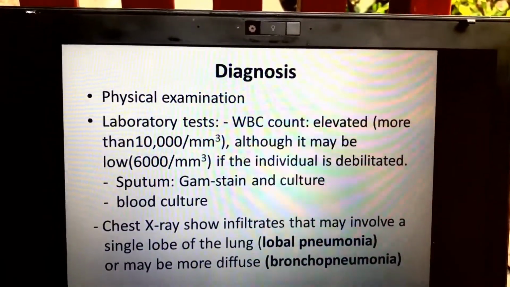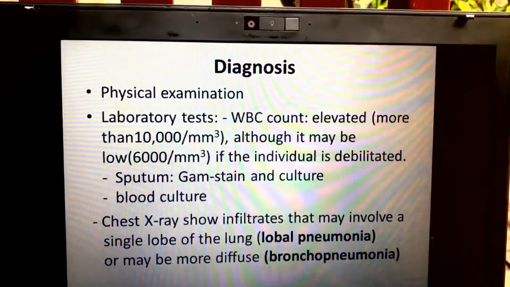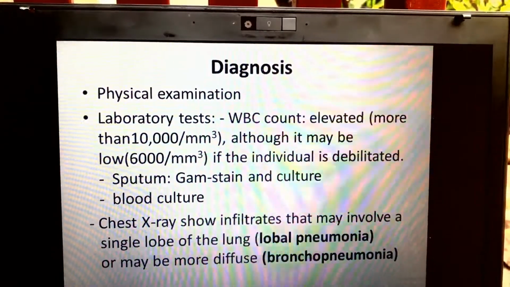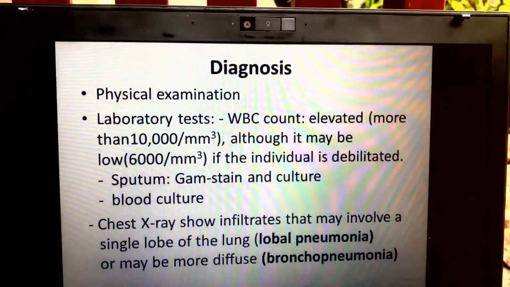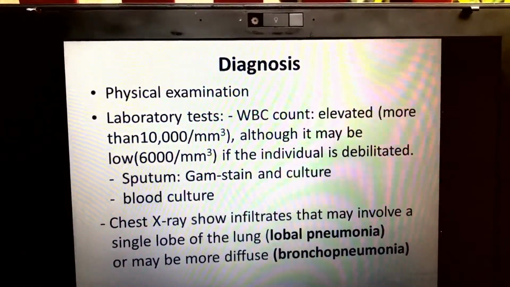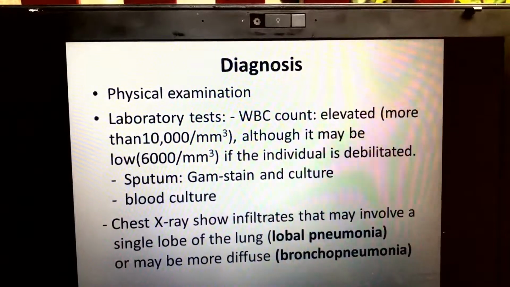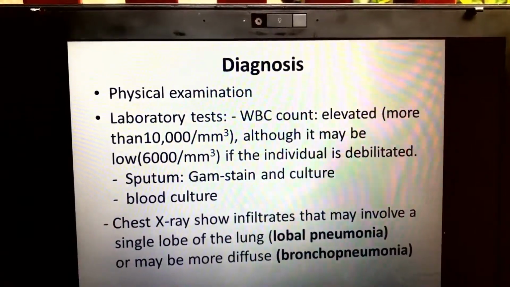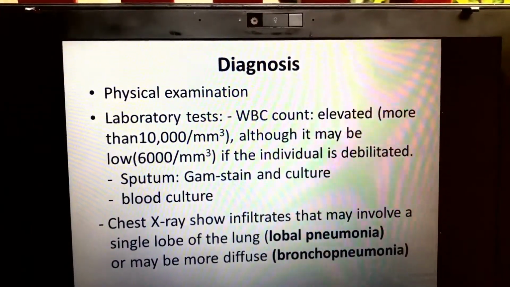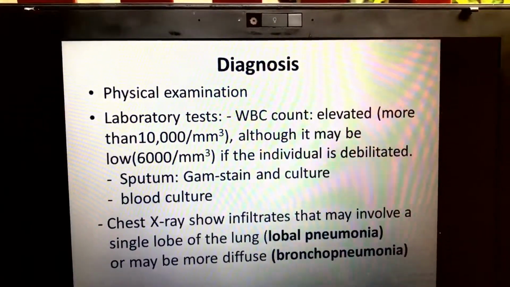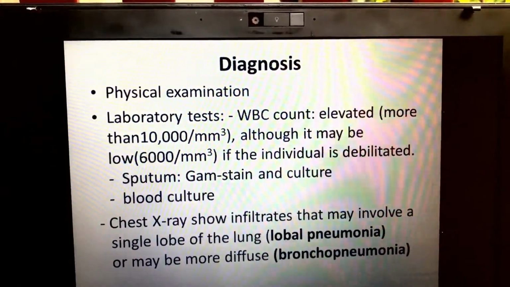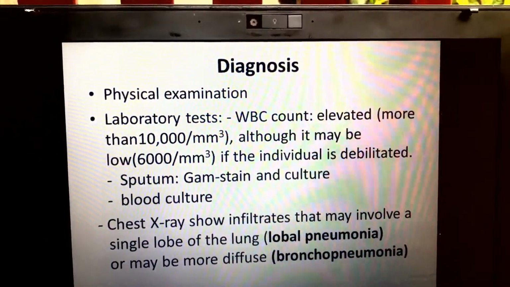The diagnosis: we diagnose pneumonia by physical examination and laboratory tests. We can test whether the white blood cell count is elevated. We can also do microscopy of the sputum, with a Gram stain and culture of the sputum, and you can do a blood culture. Chest X-ray will show infiltrates that may involve a single lobe of the lung. This is lobar pneumonia, or the infiltrates may be more diffuse, involving both lungs. This is bronchopneumonia.